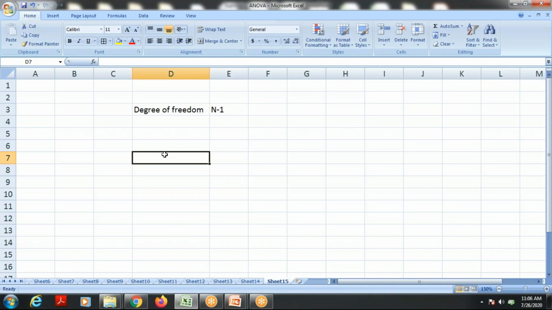If you remember in chi-square, we calculated degree of freedom like row minus 1 multiplied by column minus 1. That's how the degree of freedom was calculated. Got it? In chi-square, when I was explaining the chi-square analysis, we calculated degree of freedom in this way: row minus 1 multiplied by column minus 1. I hope you all remember it.